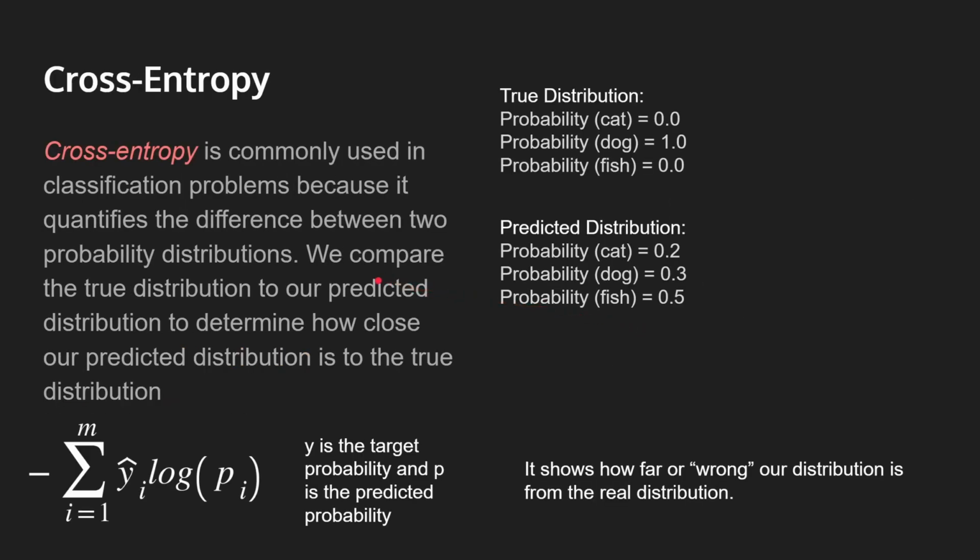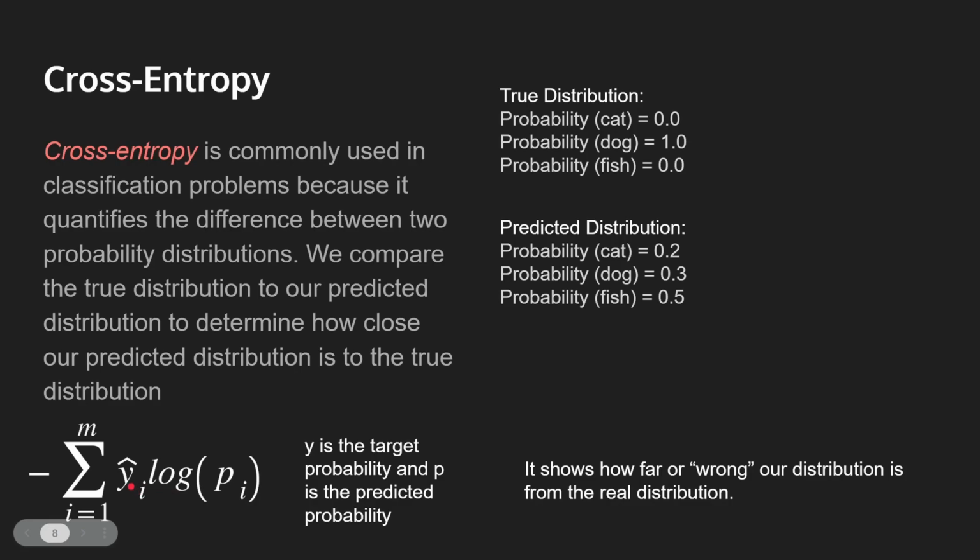Okay, and the next one is cross entropy. You'll see this one everywhere for classification problems in neural network training, because it quantifies the difference between two probability distributions, right? So we're comparing the true distribution to our model's predicted distribution to determine how close the predicted distribution is to the true distribution, right? And this is a very simple formula for calculating it.